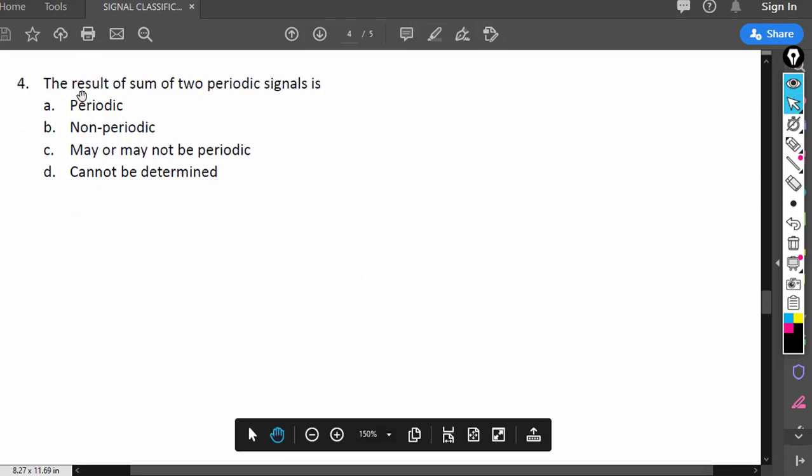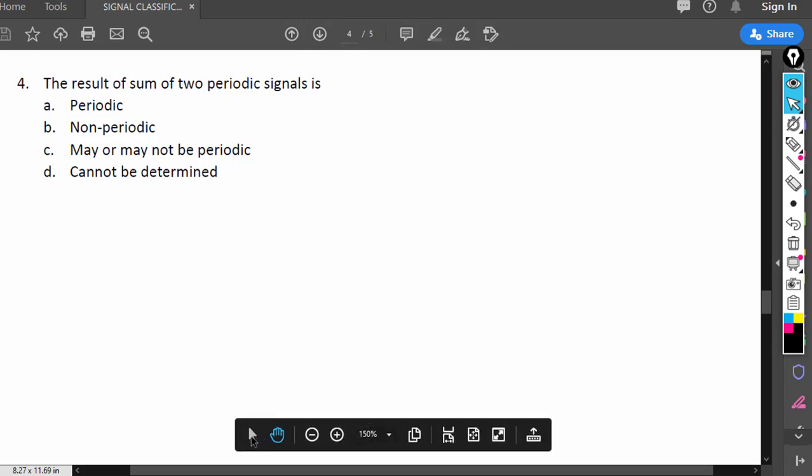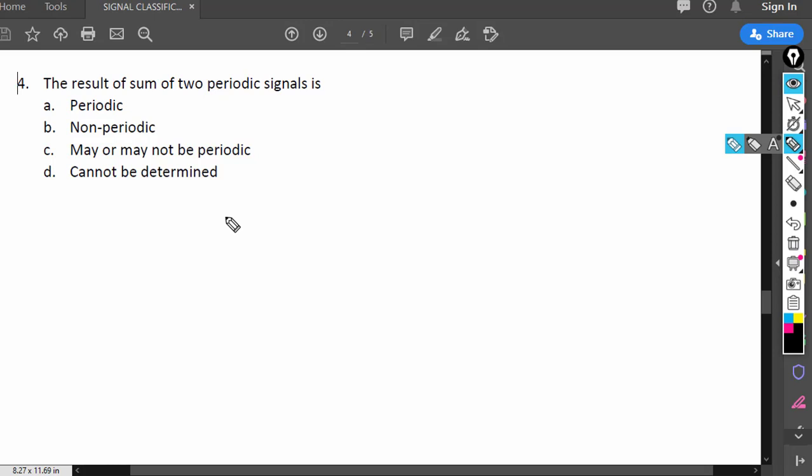Now we look at the fourth question. The fourth question says that the result of the sum of two periodic signals is: periodic, non-periodic, may or may not be periodic, or cannot be determined. If you have two periodic signals, x of t is equal to x1 of t plus x2 of t. We'll talk about only two signals because he has asked the sum of two periodic signals, right?